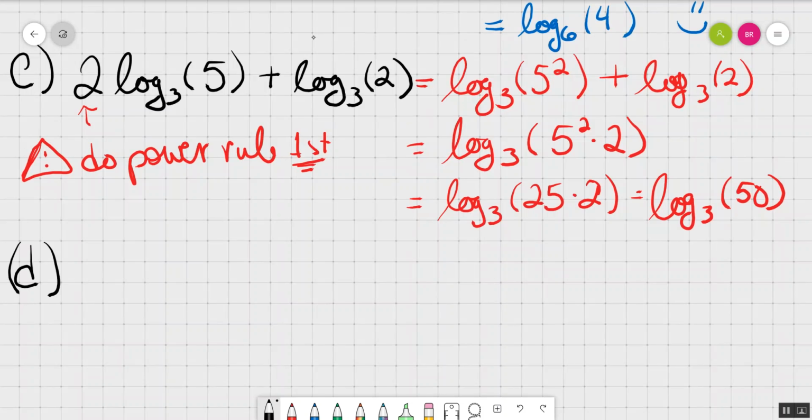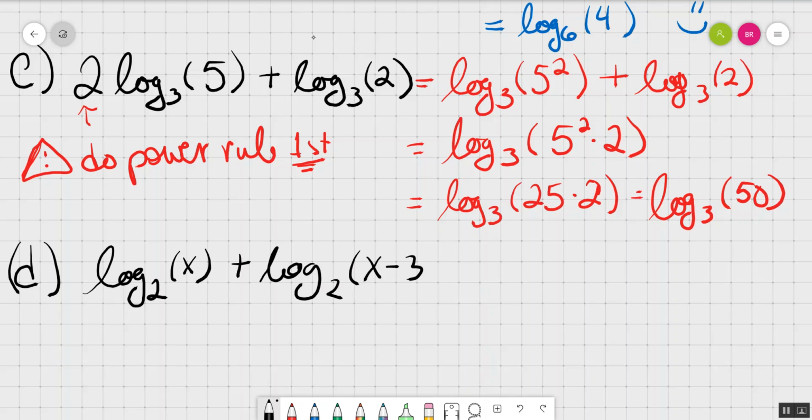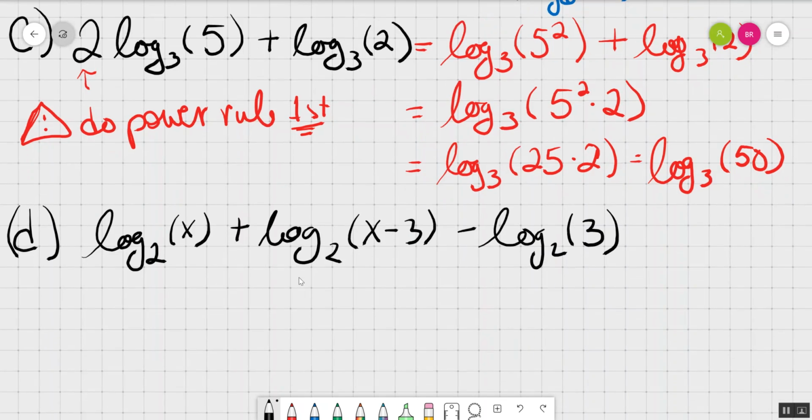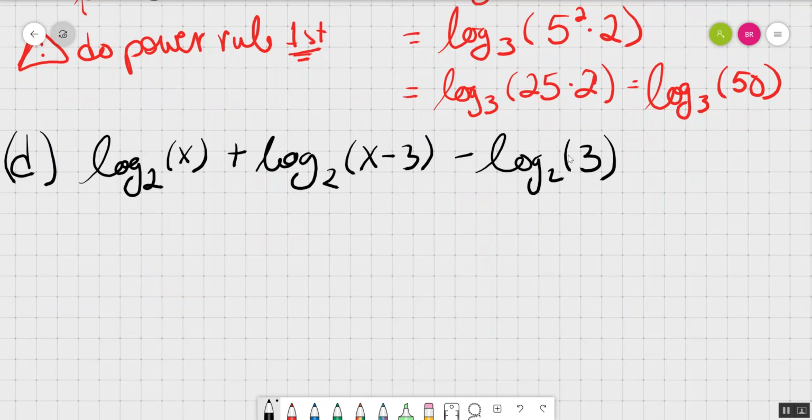Let's do another one. We have the log base 2 of x plus the log base 2 of x minus 3 minus the log base 2 of 3. We're going to have to be careful. I've got a mix of plus and minuses again. So that means I'm going to have to do some very careful changes here to make sure that only the ones that have a minus end up in the denominator, because that's the only one that should end up in the denominator. So we've got log base 2, log base 2, log base 2.